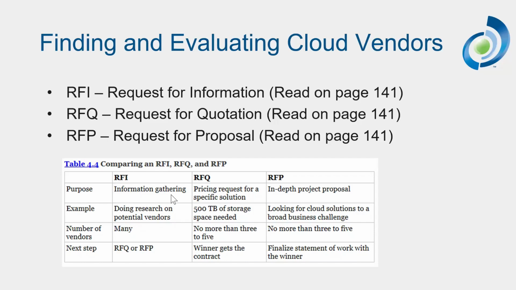So let me just go through the book examples here. RFI, the purpose, it's information gathering. That's why it's request for information. So an example, doing research on potential vendors, number of vendors, many. That means how many people are responding to this RFI? Many, many, many. And then next steps would be to take the next step to go into an RFQ or an RFP.